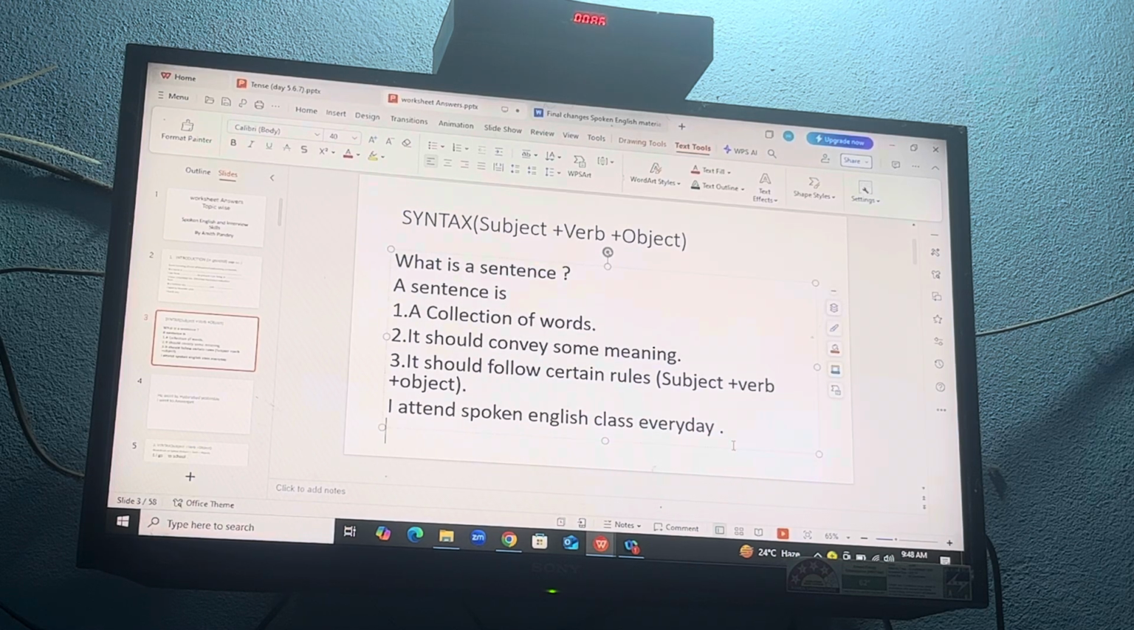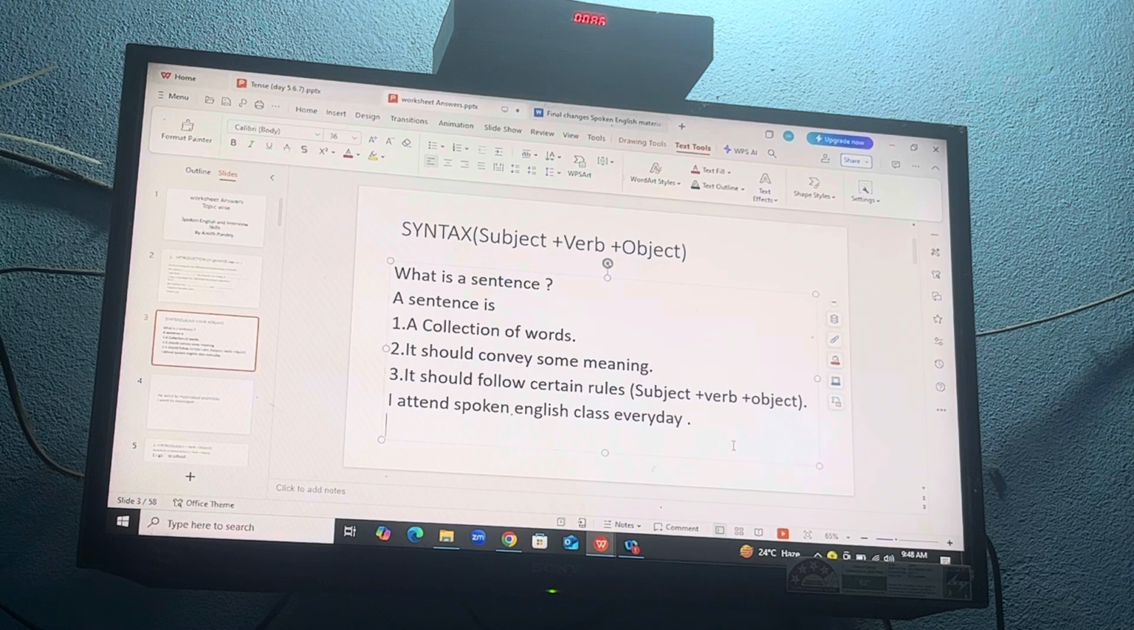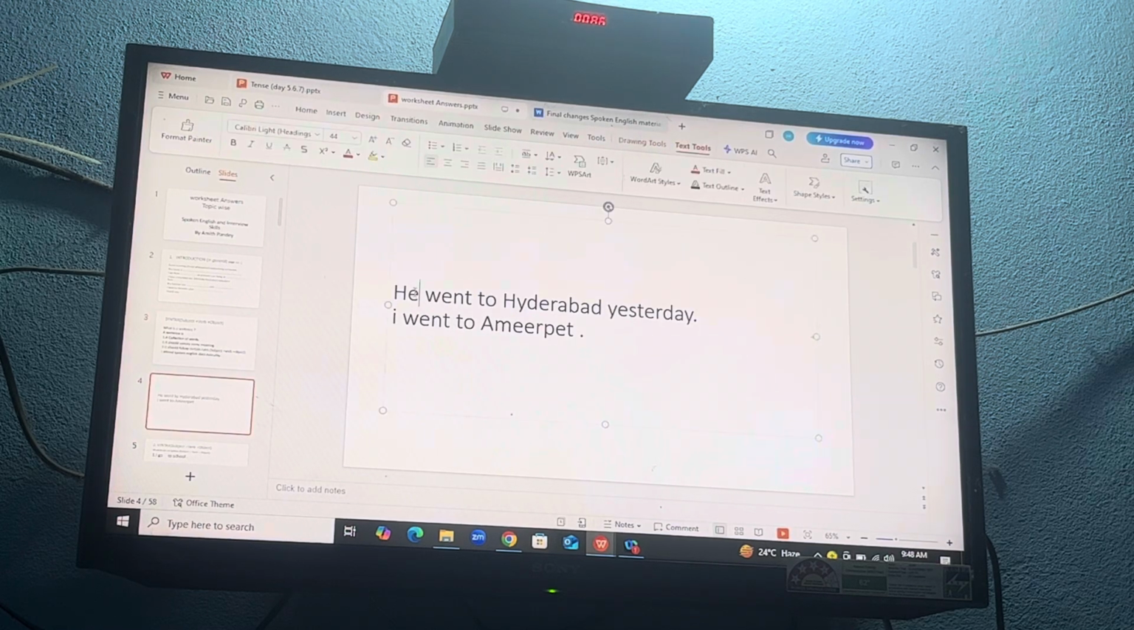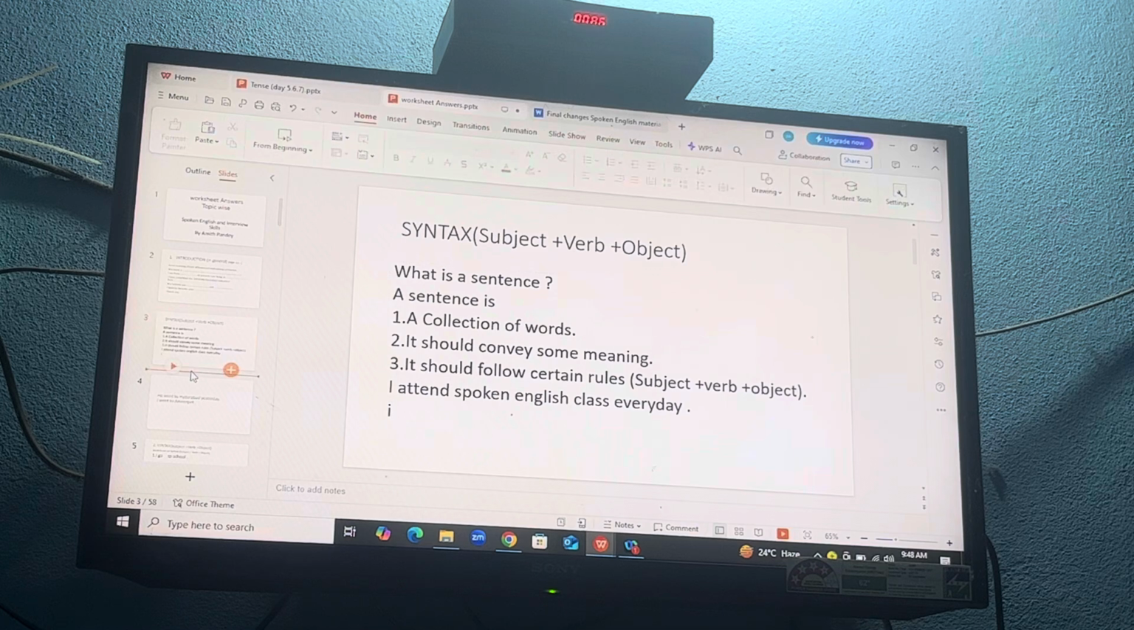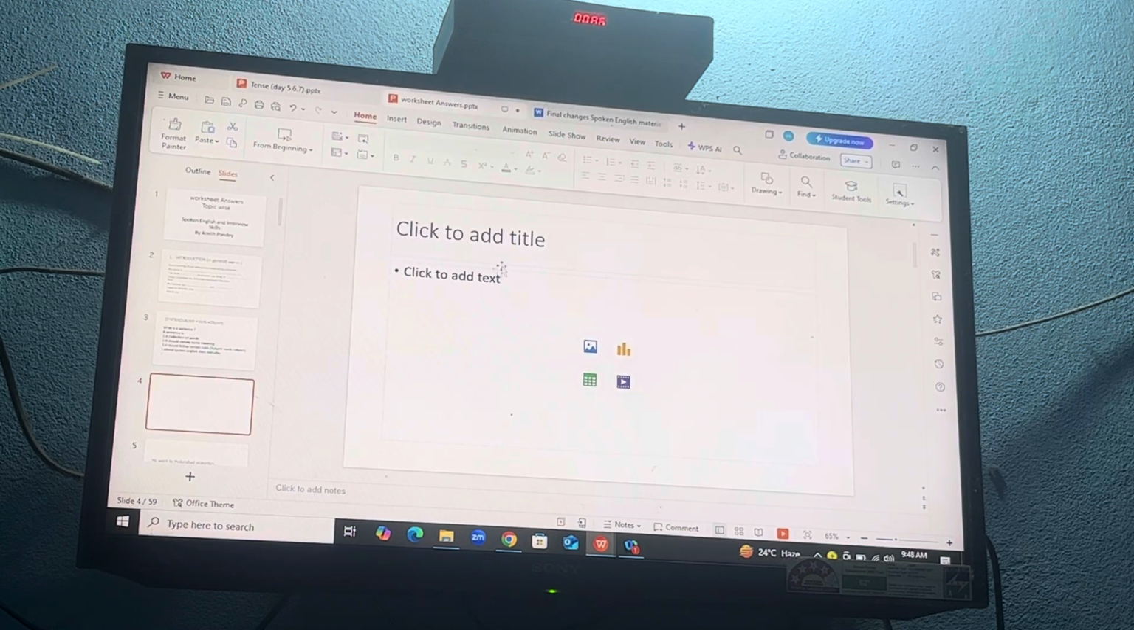The answer can be, for example, you may follow the first and second, but if you don't follow the third, what will happen? Let's see. Let me change the slide so that you can get more clarity. Let's say here, what is my subject? He is my subject, went is my verb, to Hyderabad yesterday is my object. Now if I change it, okay, went he to Hyderabad, any meaning? Obviously no meaning.